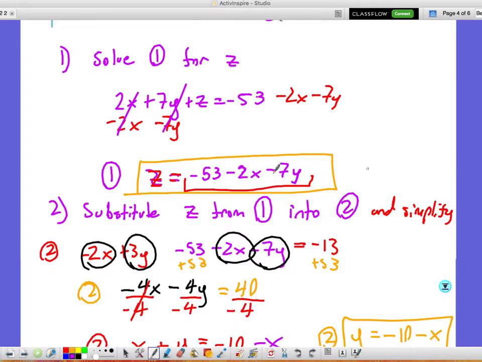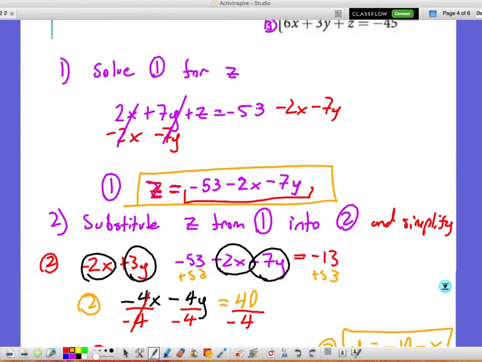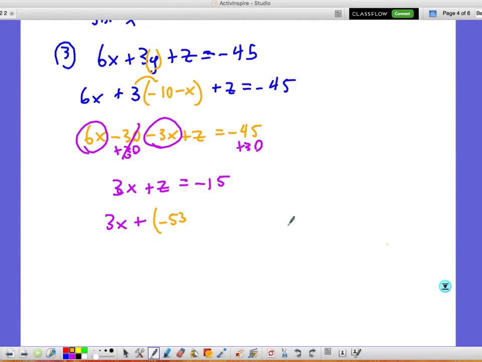So going all the way to the top, z is equal to negative 53 minus 2x minus 7y. So 3x plus, instead of writing z, I'm going to write minus 53 minus 2x minus 7y. So notice here the z is by itself. It's not being multiplied by anything, so I don't need to distribute. Here the y was being multiplied by 3, so I did need to distribute, but not in this case.